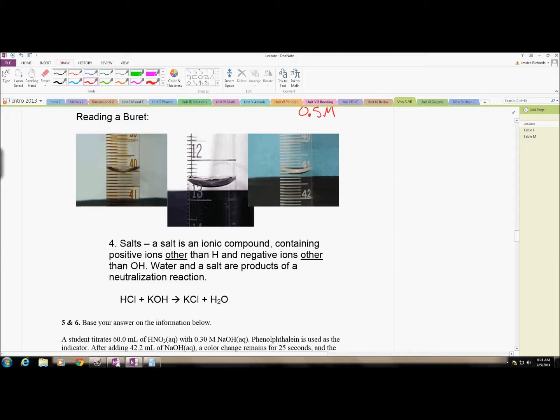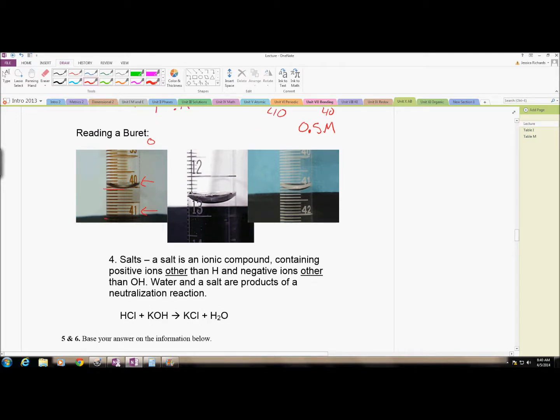So they read backwards. If you look carefully at this, you see 40 here, and you see 41 down here. So it's reading backwards because way up at the top would have been 0. We're reading how much we've added. Again, we use the bottom of the meniscus. We're reading this to the correct number of sig figs. If we look carefully at the bottom of the meniscus, we would see it's just below the 40. So just below the 40, but not quite to 40.1. So it's going to be 40.05.